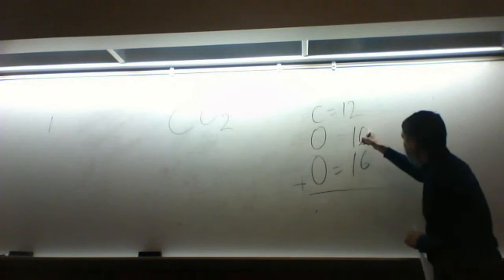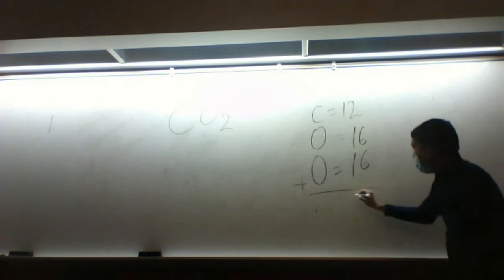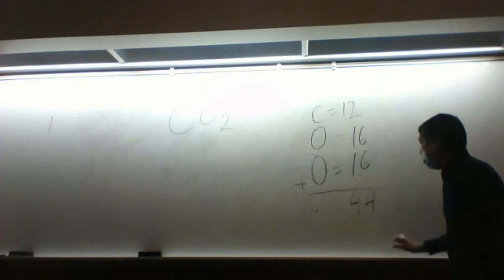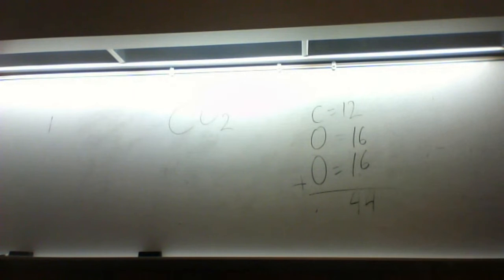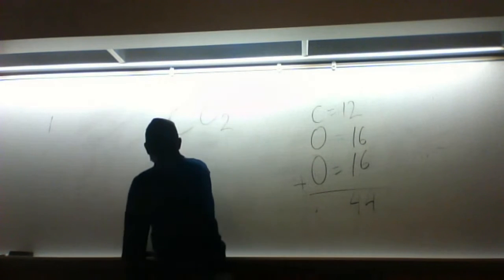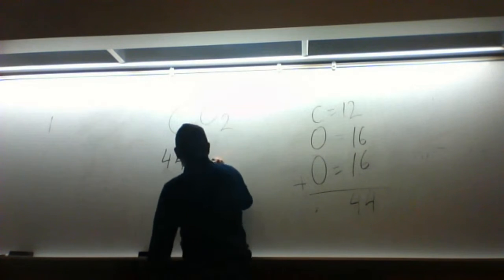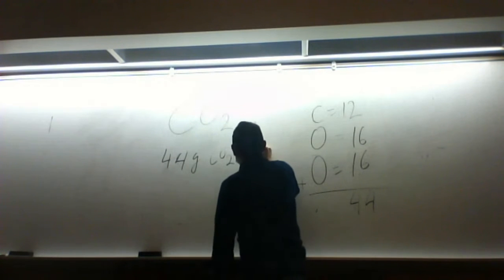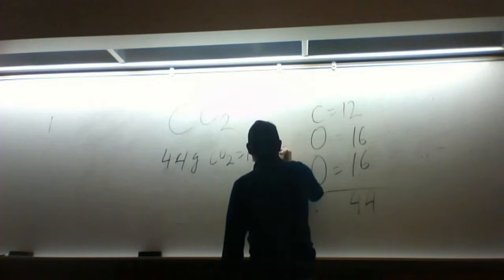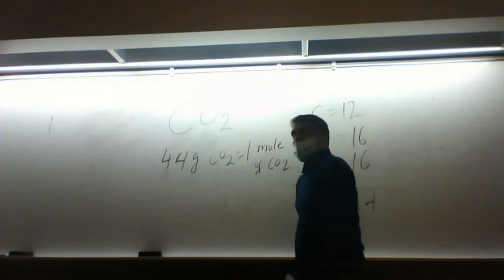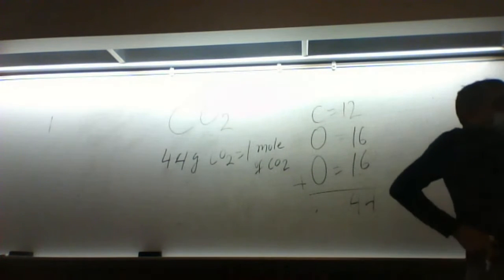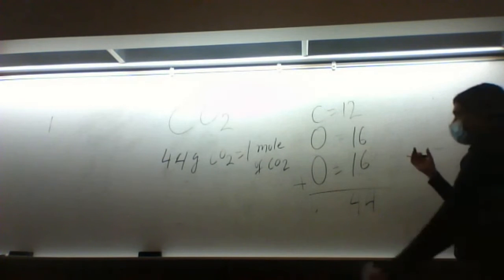So I'm going to add this number here, and this is 12 plus 32, which is 44. So add these numbers and you get 44. The mass of carbon dioxide is 44. Now go to the laboratory and measure 44 gram of carbon dioxide. That means you measure 1 mole of carbon dioxide. Make sense? Easy? It's very important. So 44 gram of carbon dioxide is equal to 1 mole of carbon dioxide. Good. So like this.